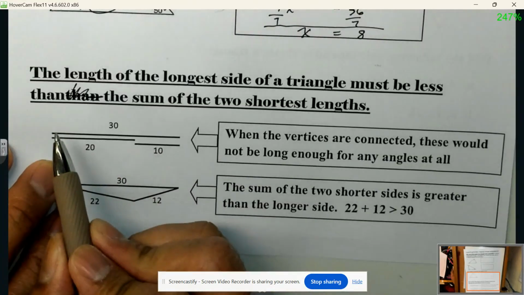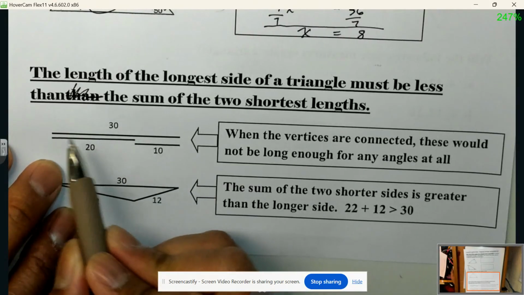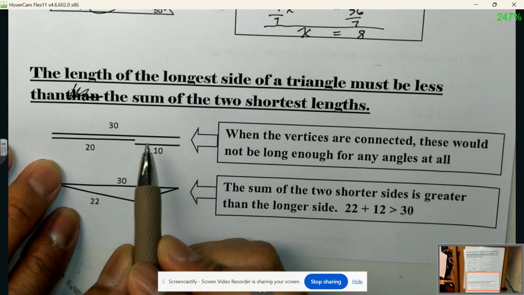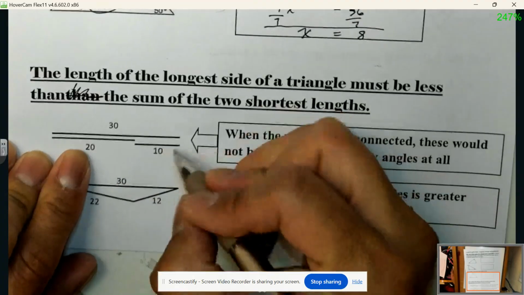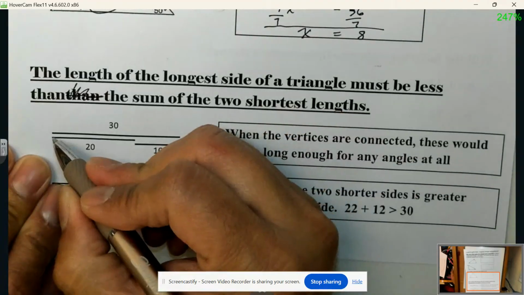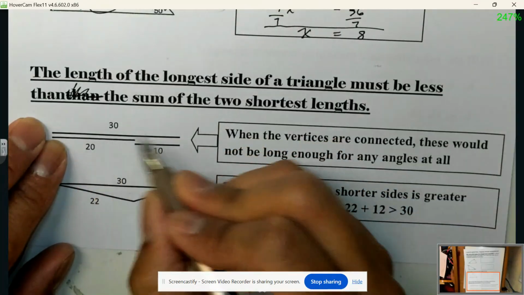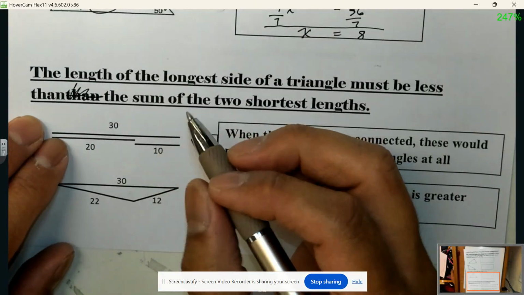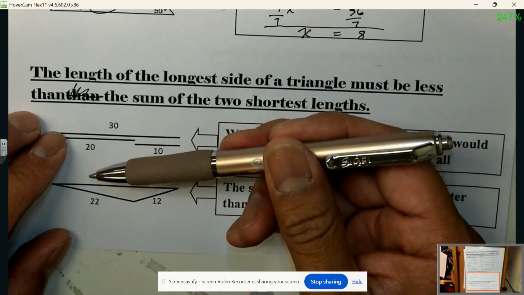So we can see that the longest side is 30 units, this side is 20 units, and this side is 10 units. So if we were to connect this right here as a vertex and connect that as a vertex, these lines would just kind of merge into each other. We wouldn't be able to open it up at all. So what I mean is we wouldn't be able to open it up like this.